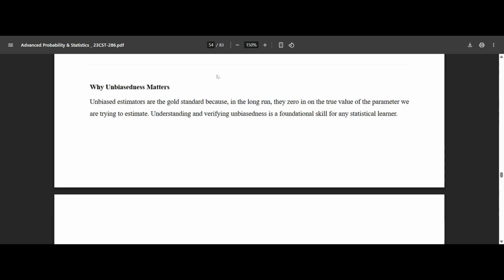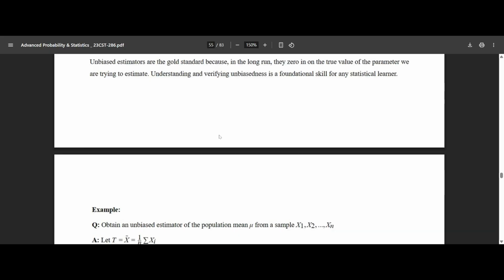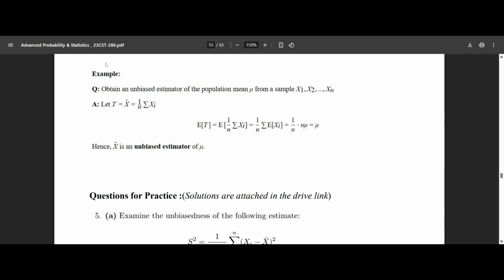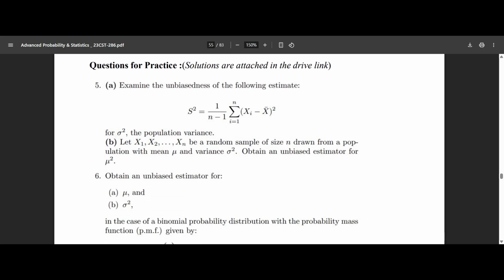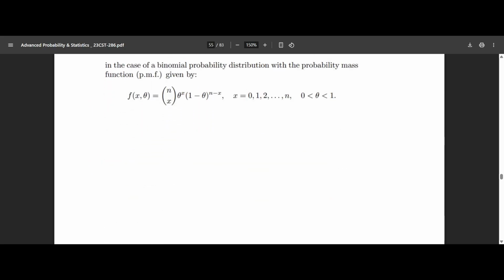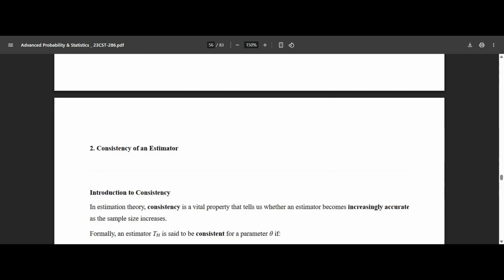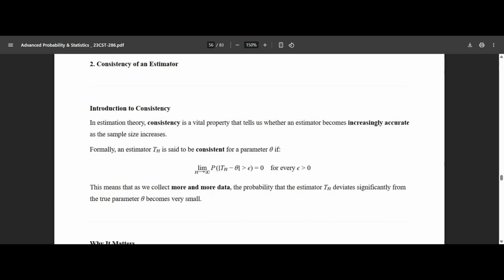Now, why unbiasedness matters? Unbiased estimators are the gold standard because in the long run, they zero in on the true value of the parameter we are trying to estimate. Now, one other example: obtain the unbiased estimator of population mean from a sample. So we can take the sample mean, which ultimately comes out to be mu. Hence, x bar, the sample mean, is an unbiased estimator of population mean mu. I have attached a few questions for practice. Unbiasedness is the easiest property of estimators. Okay, so please be very thorough with unbiasedness, because that's literally the easiest thing.